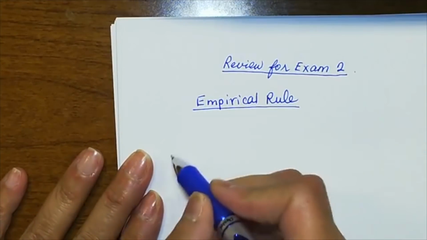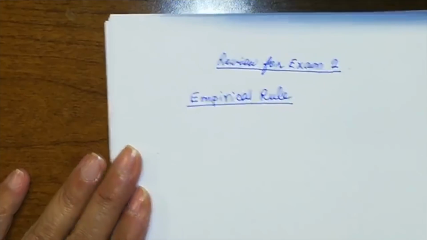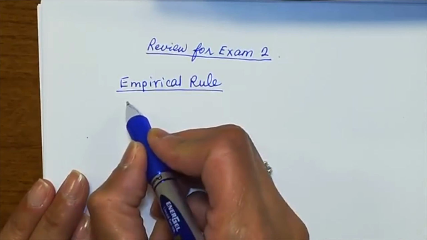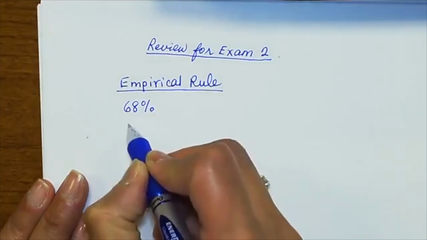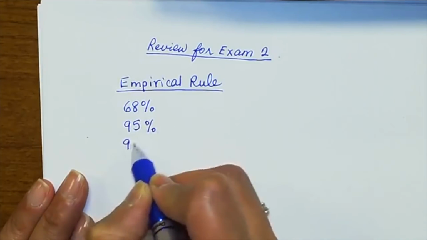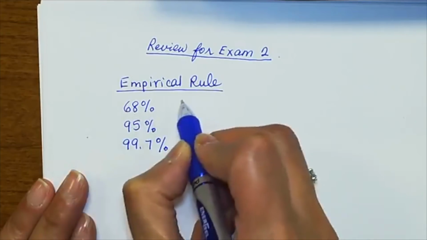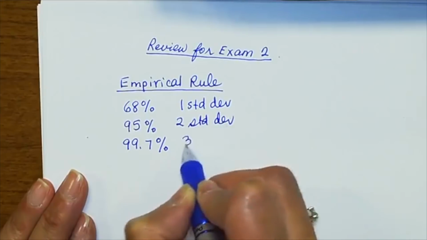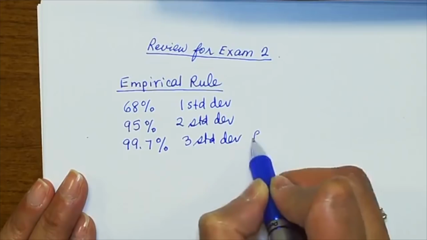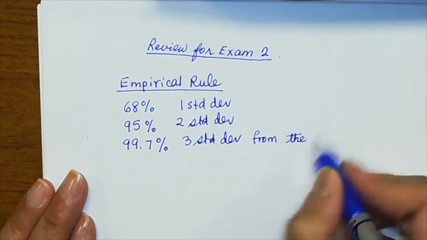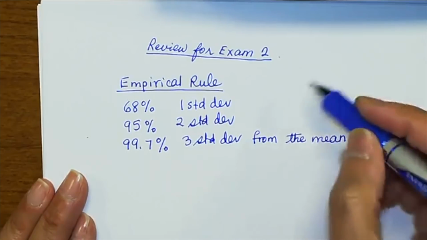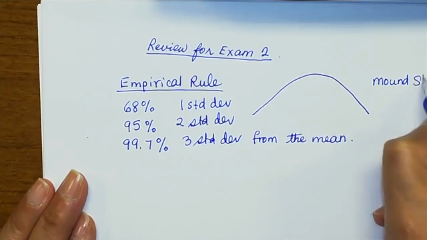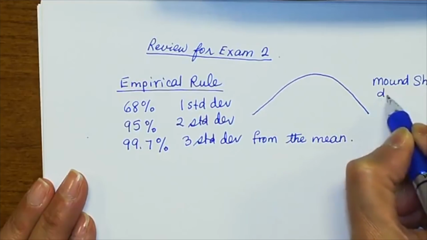I forget the numbers, but it's like 99% within 3 standard deviations. Right. So the numbers are 68%, 95%, 99.7% for 1 standard deviation, 2 standard deviations, and 3 standard deviations from the mean. It's only good for mound-shaped data.